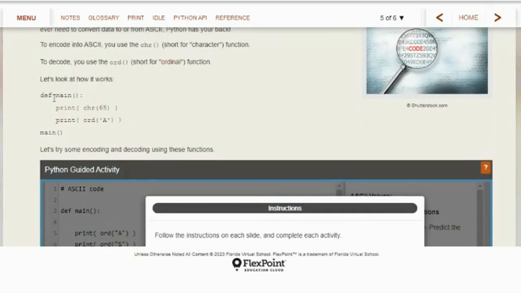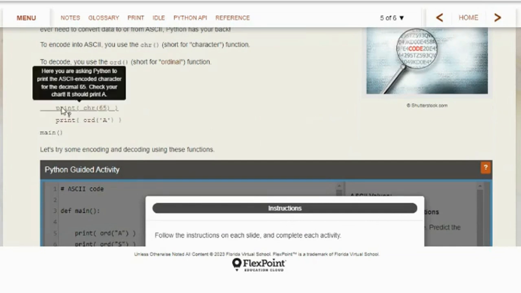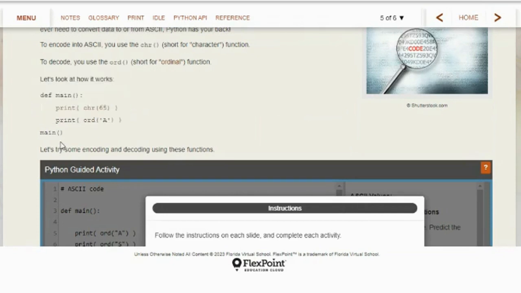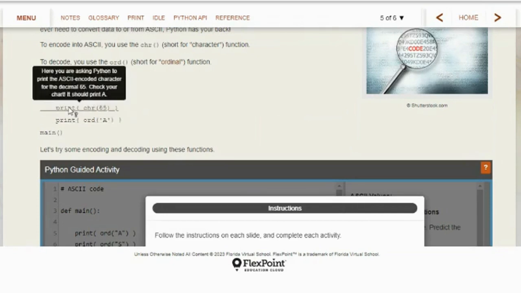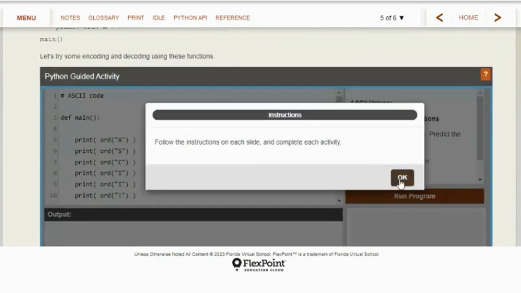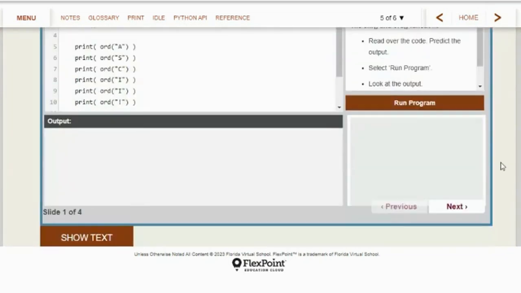So here it is, a very short program. Define main, print character, which is the ASCII of 65, the character 65, and it'll print an A, and then print the ordinal of A, and it'll print 65. Main. Very quick, short, going both directions. So let's look at the sample programs they have for us this week, and they have 4 of them.